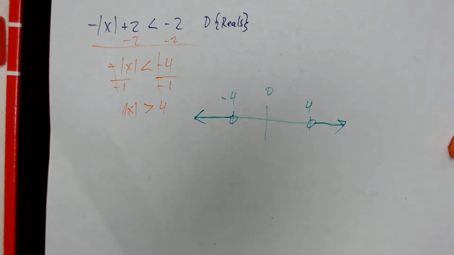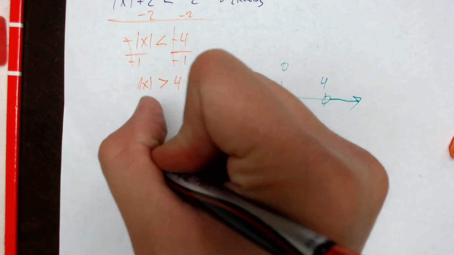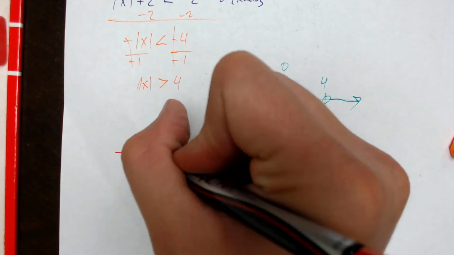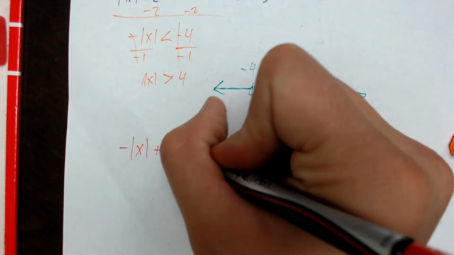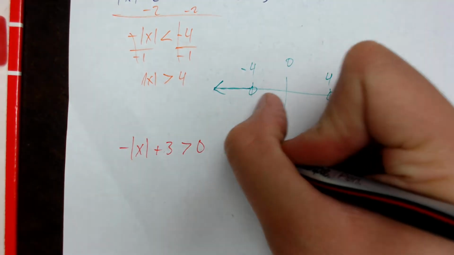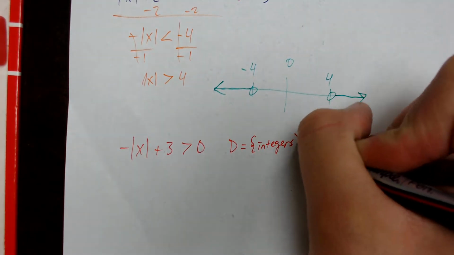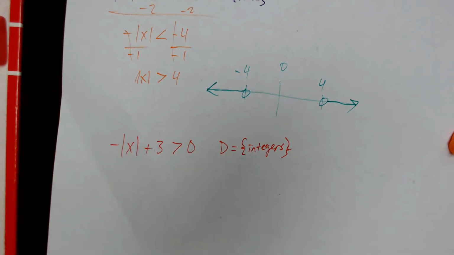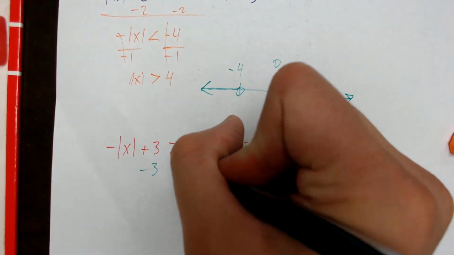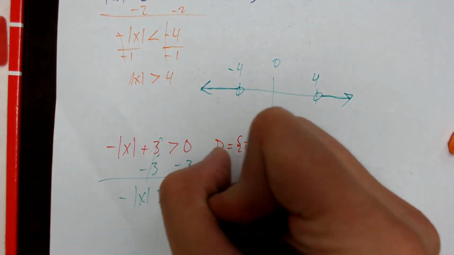I know, I'll write this one in red. Let's say we have negative absolute value of x plus 3 greater than 0, and then the domain is going to equal integers. Okay. So, I'm going to subtract 3 from each side. I get negative absolute value of x is greater than -3.